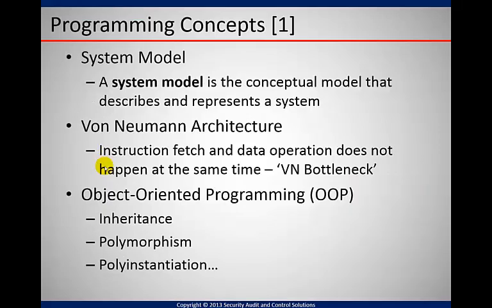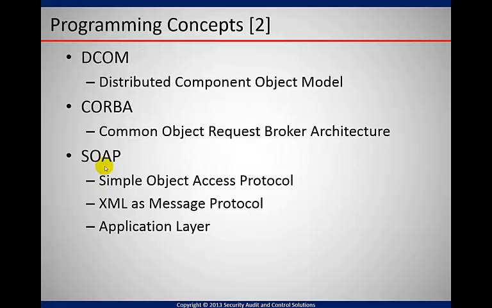Now, when we look at programming concepts, we can look at a system model, which is a conceptual model that describes and represents a system. Von Neumann architecture has a bottleneck called the Von Neumann bottleneck, which means that the instruction fetch and data operation do not happen at the same time. In object-oriented programming, we can look at inheritance, polymorphism, and polyinstantiation, which make it easier for us humans to understand the way things work.